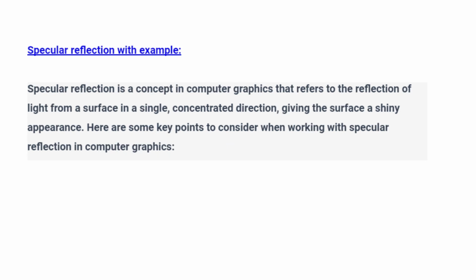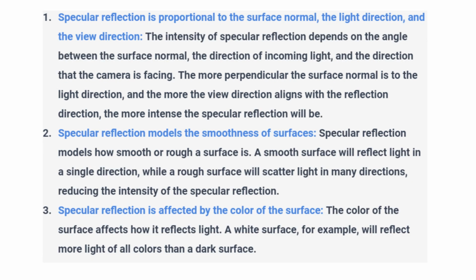Specular reflection with example. Specular reflection is a concept in computer graphics that refers to the reflection of light from a surface in a single, concentrated direction, giving the surface a shiny appearance. Here are some key points to consider when working with specular reflection in computer graphics. Specular reflection is proportional to the surface normal, the light direction, and the view direction. The intensity of specular reflection depends on the angle between the surface normal, the direction of incoming light, and the direction that the camera is facing.